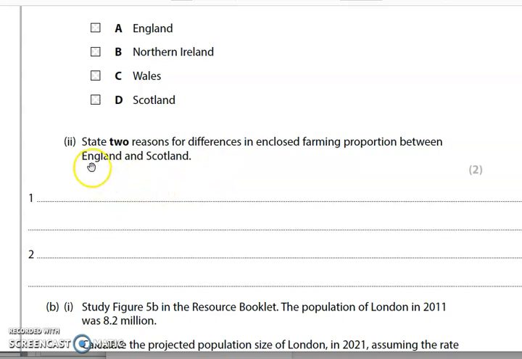So why is there more farmland in England than Scotland? So have a think about that. It may not be something you've been taught specifically, but you've got to use your geographical understanding and the resources to come up with a reasonable answer. So have a go at that now.